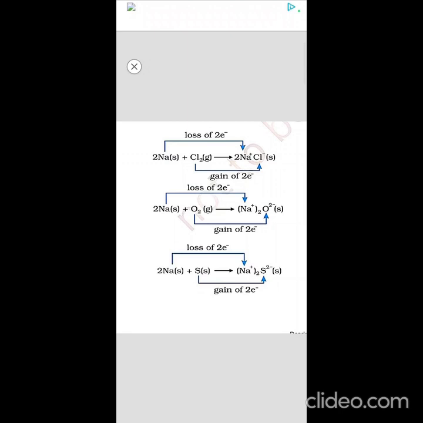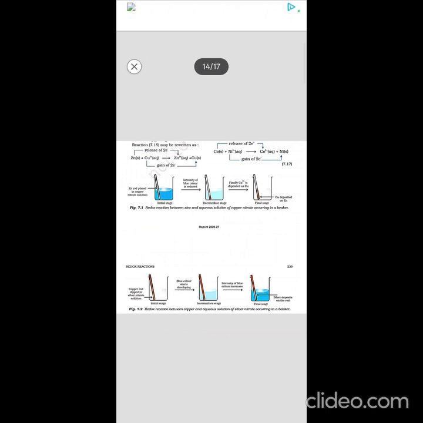Let's take another example. 2Na plus sulfur gives Na2S. Here sodium loses electrons to form Na+, so oxidation of sodium occurs, and sulfur gains 2 electrons to form S2-, so reduction of sulfur occurs. Okay, let's understand some more examples.